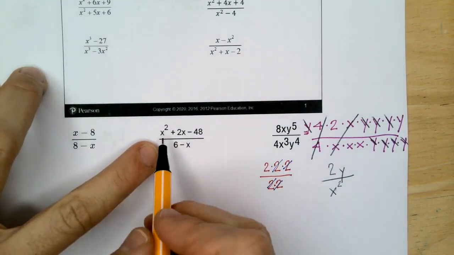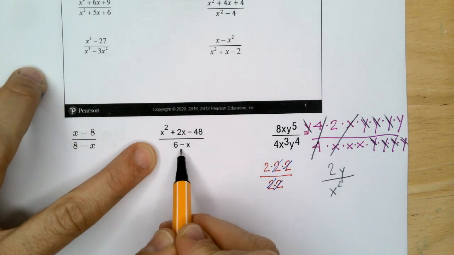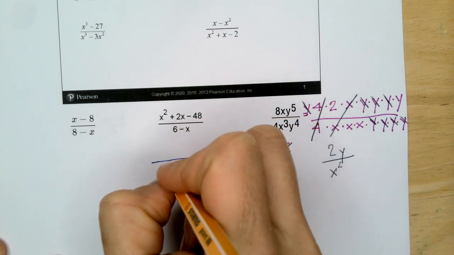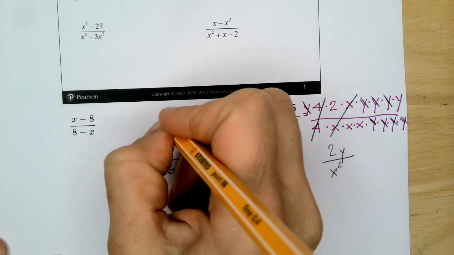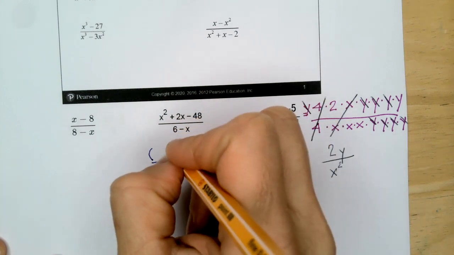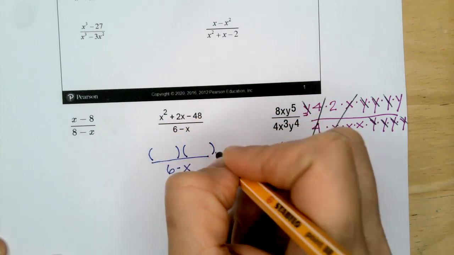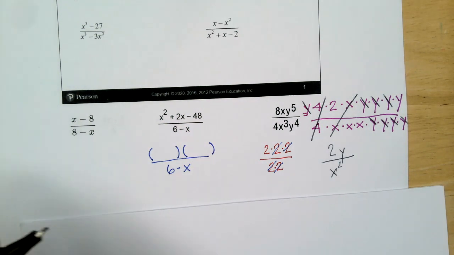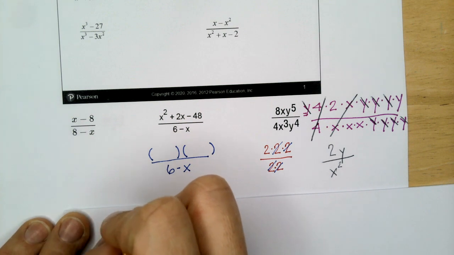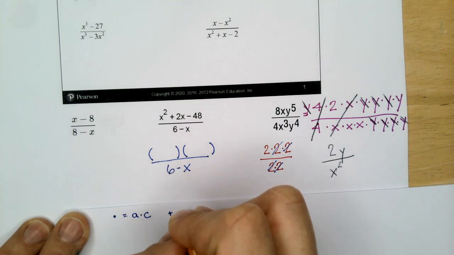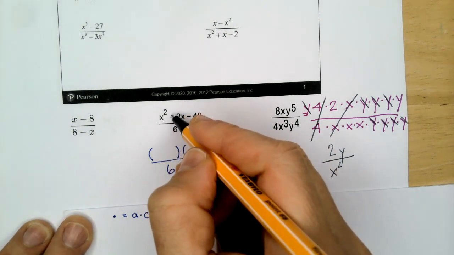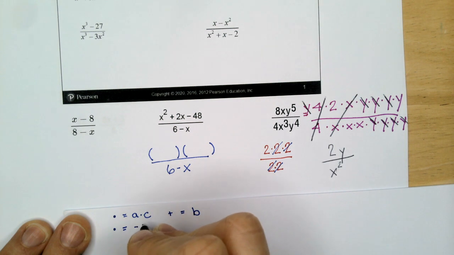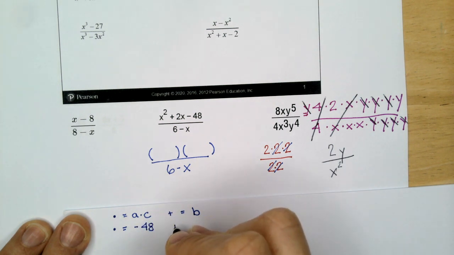Let's do this one because this is a trinomial, and down here we have a binomial. 6 minus x on the bottom, x squared plus 2x minus 48, we want to change it to 2 binomials. Remember our factoring practice, and in our factoring practice, what we said was we want it to multiply to equal a times c, and we want it to add to equal b, ax squared plus bx plus c, right? Multiply to equal 1 times negative 48, add to equal 2.